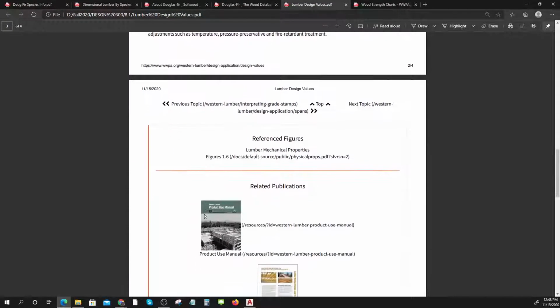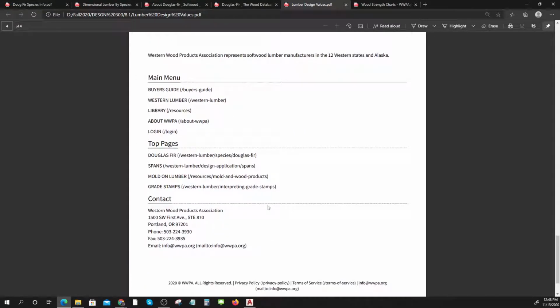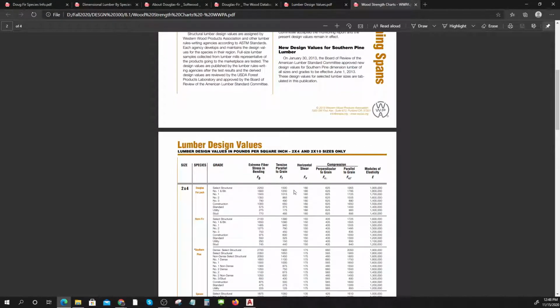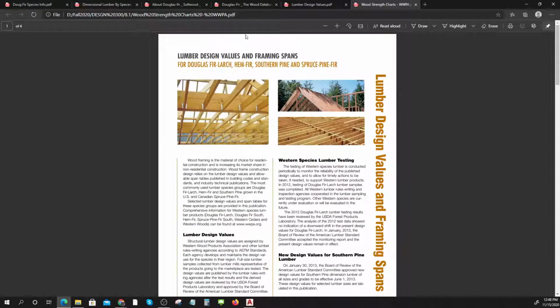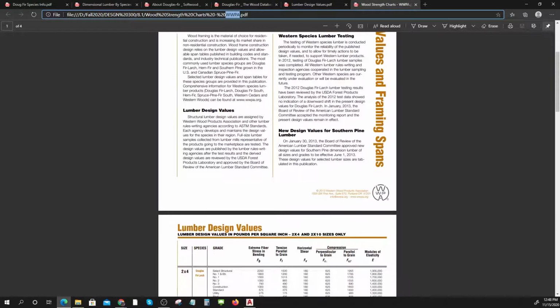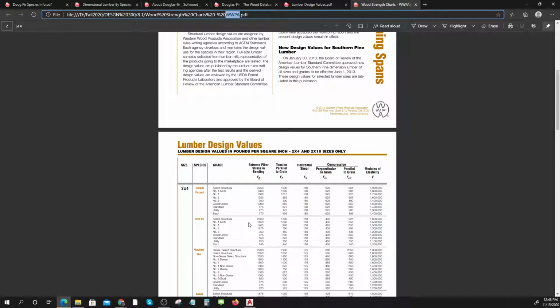Adjustments for conditions of use. That's really cool, but there's no numbers. But I joined, and you guys can all join, this Western Woods WWPA. It's free. They just want to know who you are, and you can have all of this information. And I strongly suggest that you do it, because when you go for a job interview and you can say, yes, I've got my library and it includes this, you're going to be looked on as more capable than somebody who doesn't.